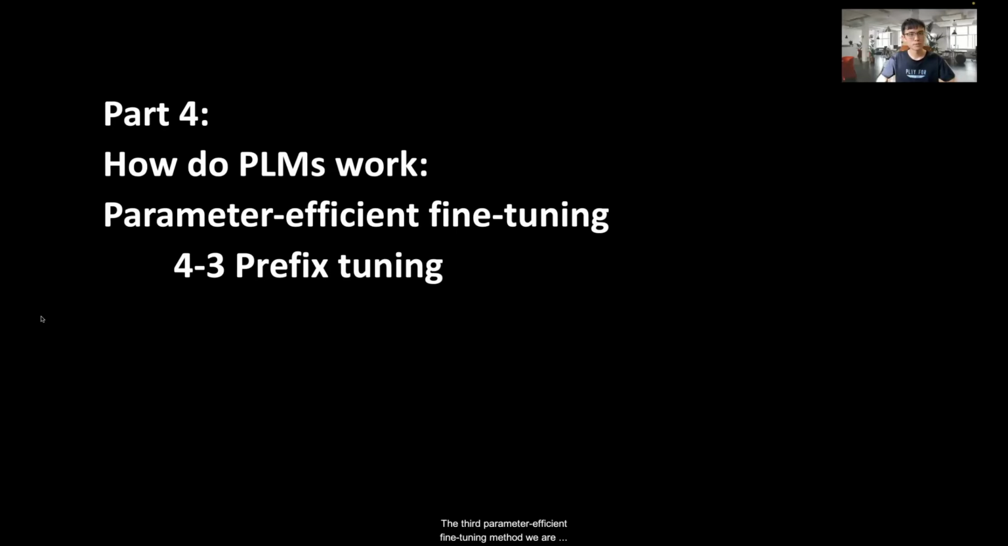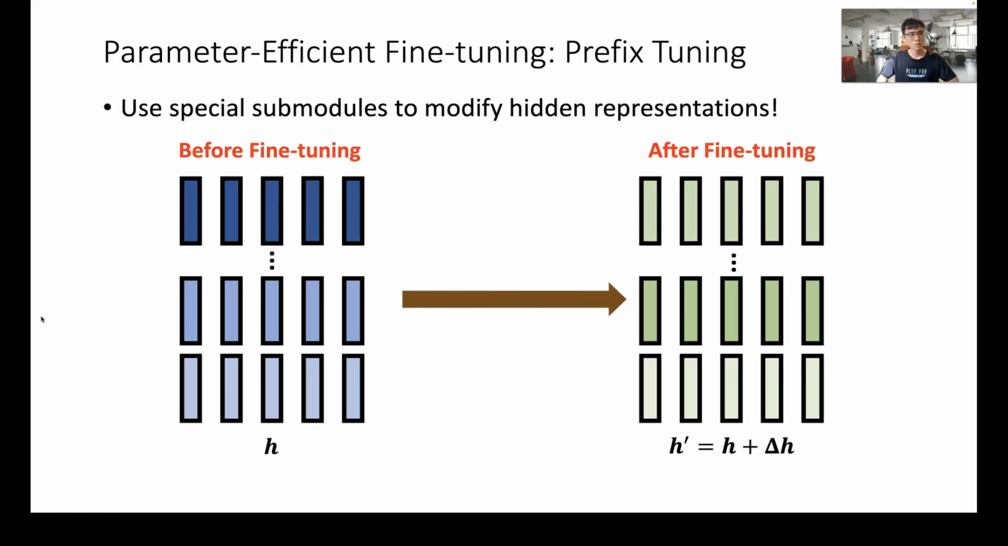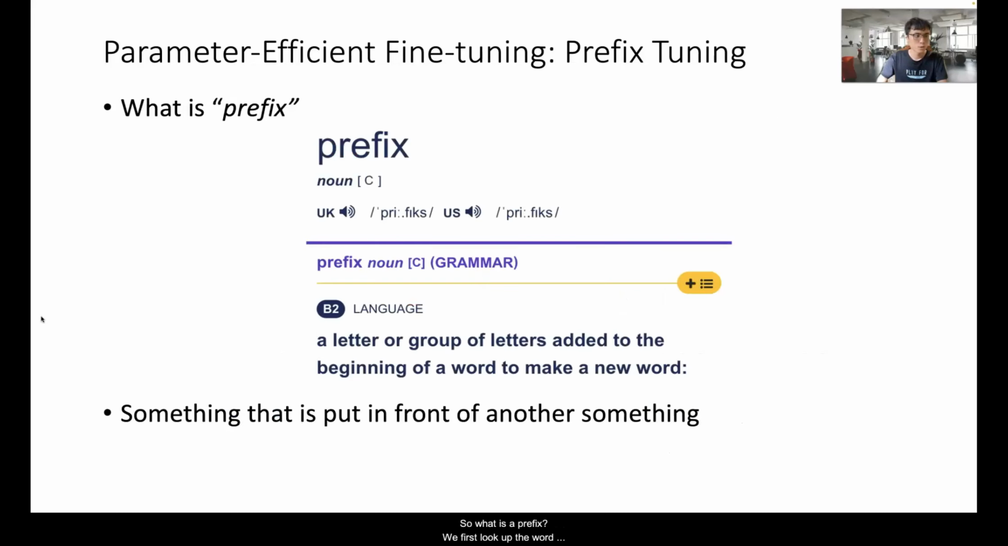The third parameter-efficient fine-tuning method we are going to discuss is called prefix tuning. Prefix tuning uses special submodules to modify the hidden representation of a pre-trained language model. The special submodules are called prefix. So what is a prefix?